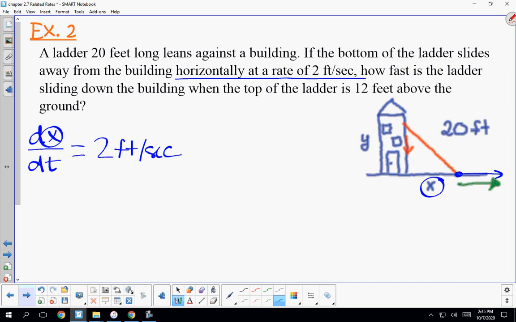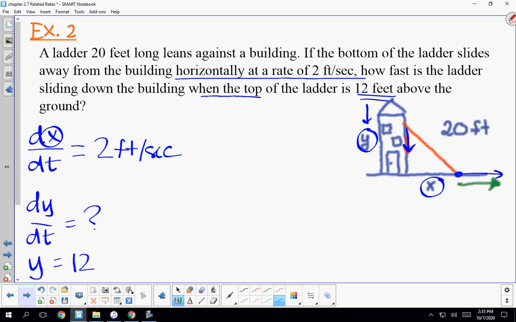The question is now, how fast is the ladder sliding down the wall? So that's asking me to find the speed of y. So I'm going to write this down, the speed of y, exactly at the one moment when the top of the ladder is 12 feet above the ground. So that's saying exactly at the one moment when y is 12. And y is not always 12, so we're not going to use that number in our picture.